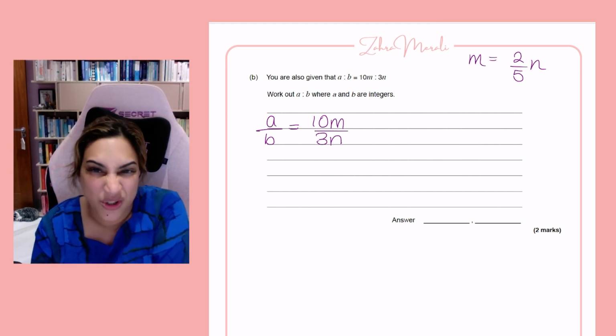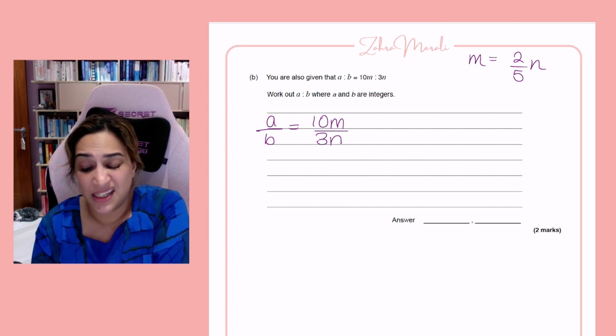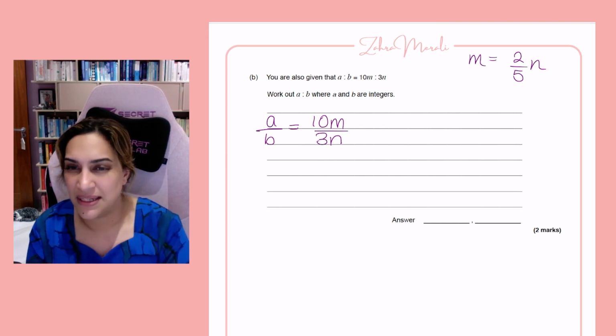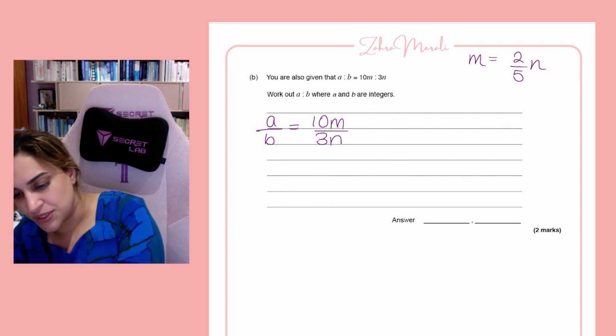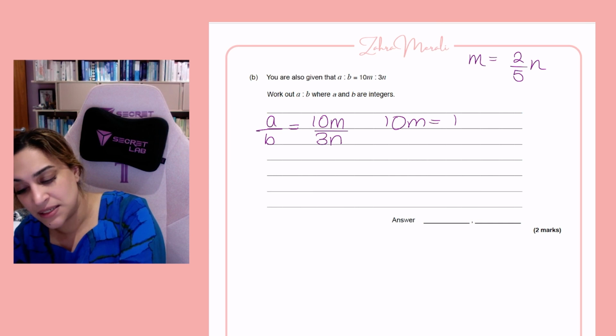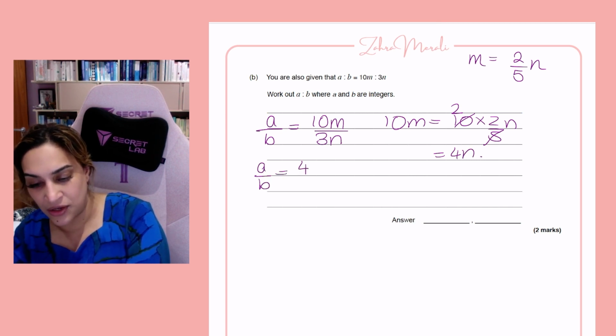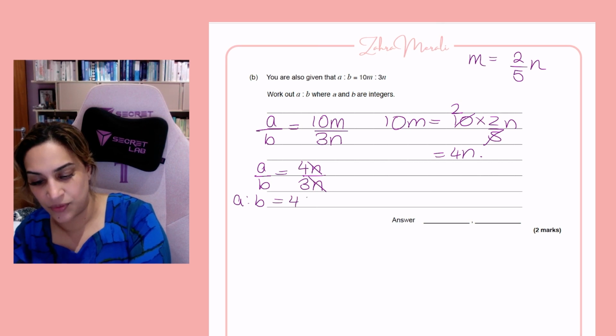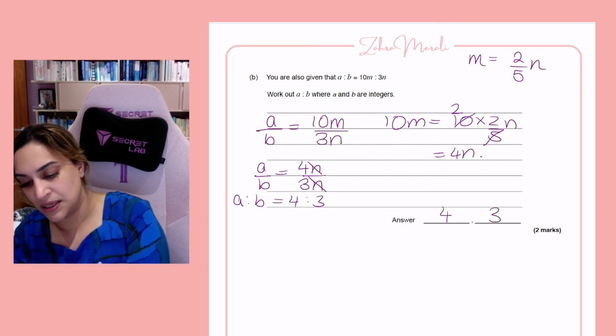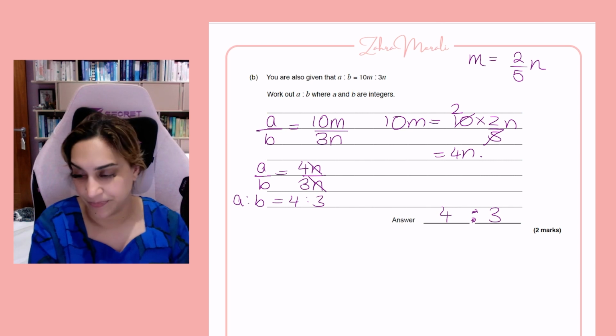Right, now we want to get rid of essentially the m and the n's. But let's see what we know. We know that m is equal to 2/5 n. So 10m will be 10 times 2/5 n. That's going to cancel and give me 4n. So now we've got a over b is 4n over 3n. We can cancel out the n's, and we can see a to b is 4 to 3. So our answer will be 4 to 3.